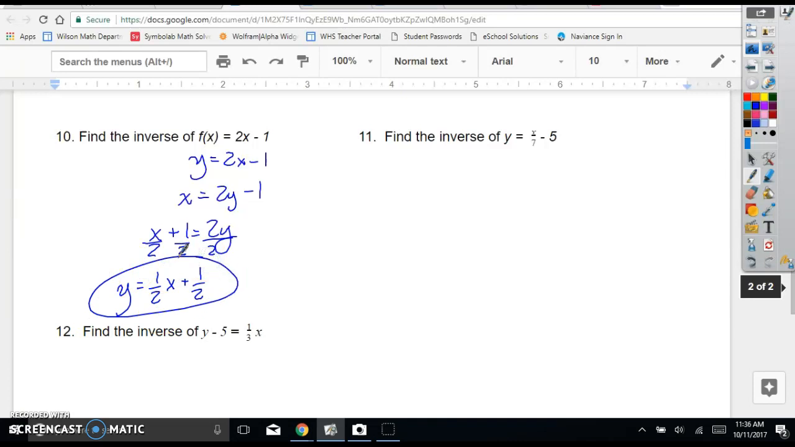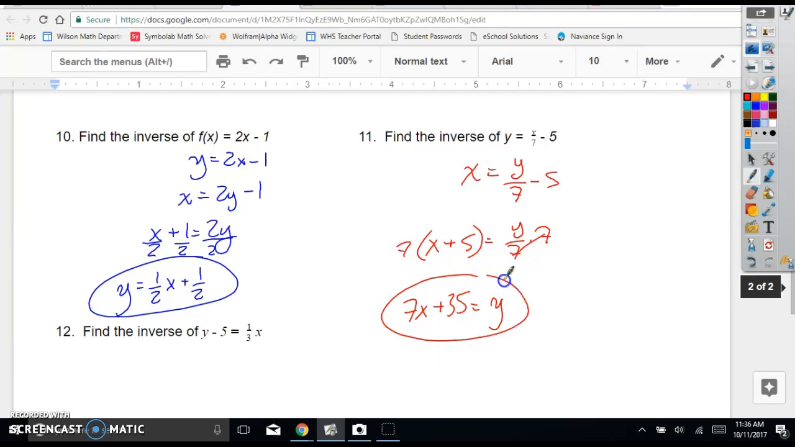There's your inverse. As far as number 11 goes, y is already here, so I just go ahead and switch my x and y. I'm going to add 5 over, get y over 7. Multiply by 7, multiply by 7. So y is equal to 7x plus 35. Okay? And there you go for 11.